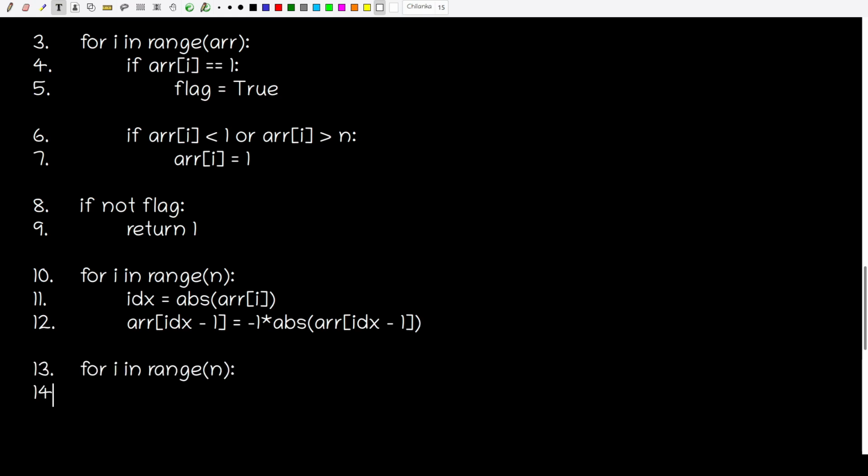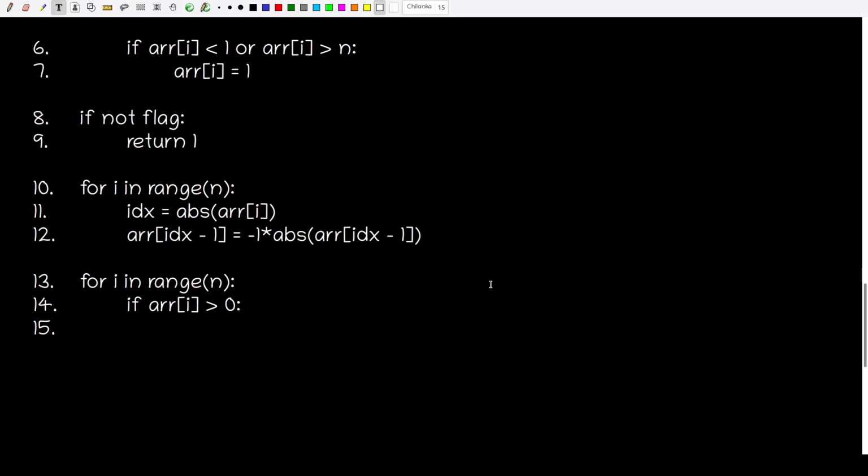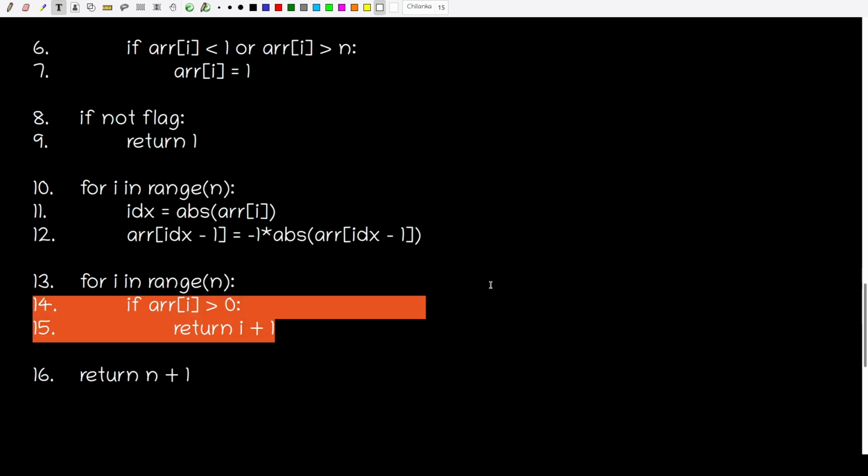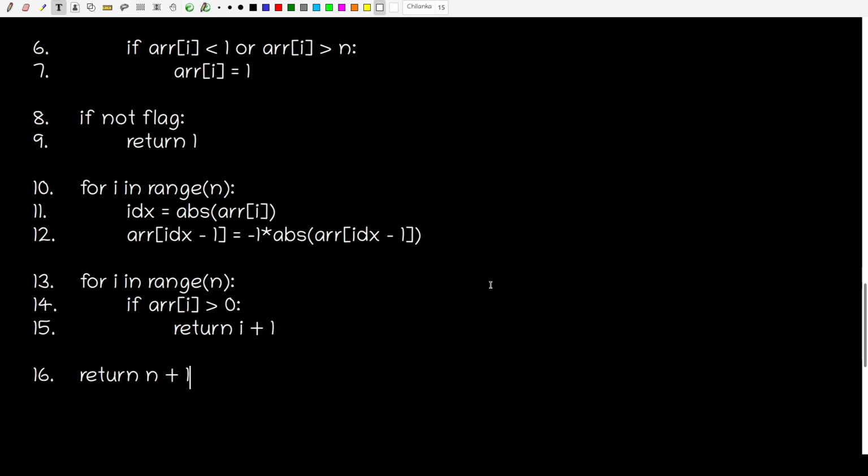And finally, we are going to check if arr[i] is greater than 0. If arr[i] is greater than 0, then that simply means i plus 1 is the smallest positive integer which is missing, because of which we are going to return i plus 1. Since by marking the presence we have turned all the elements to negative. And let us say if this condition is not satisfied, in such case we are going to return n plus 1. So that's the pseudocode, folks.